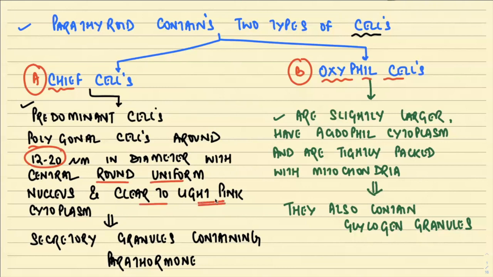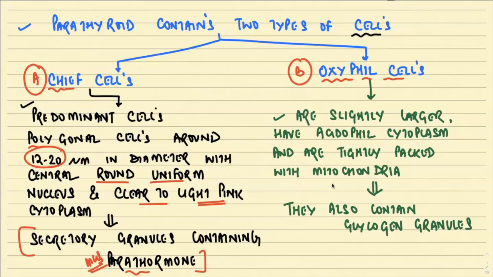It is not like the cytoplasm is completely clear, but it is lightly pink, not diffusely pink. And the chief cells are the ones which contain the secretory granules containing parathormone. So parathormone is classically secreted from the chief cells of the parathyroid.